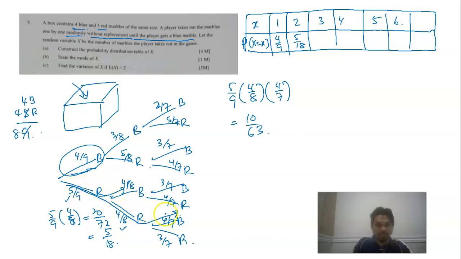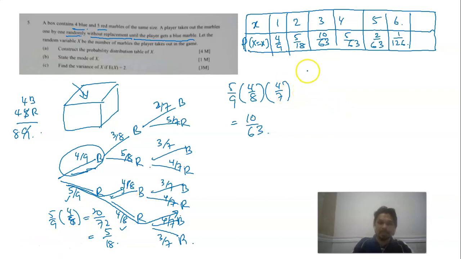There's red, red, blue, red, red, red, blue, red, red, red, red, red, blue. Because the key is you stop picking balls from the box once you get a blue marble. This is 10/63. And for this one, I shorten our discussion here. This is 5/63, 2/63, and 1/126. There you go.